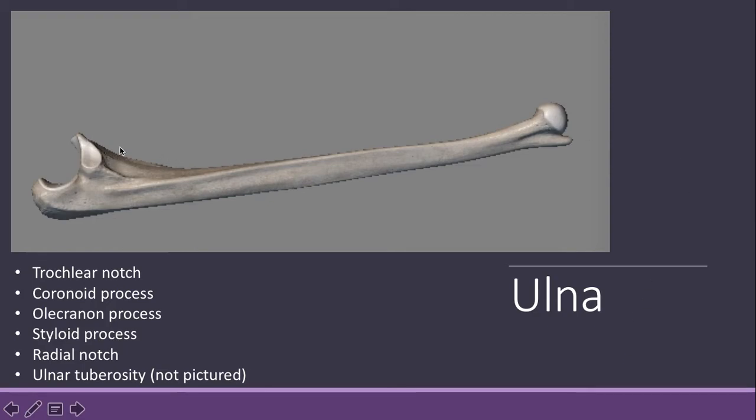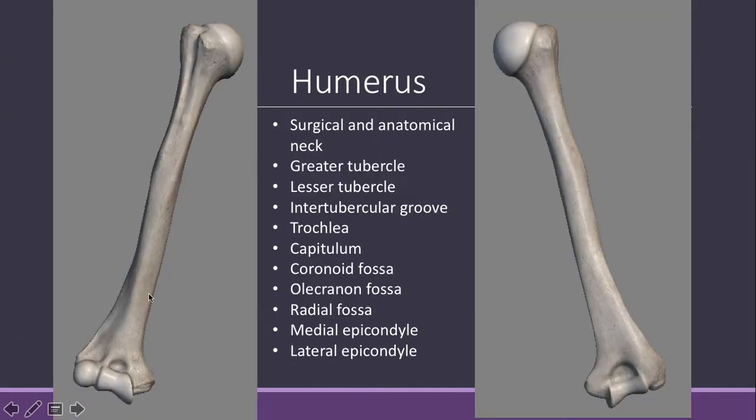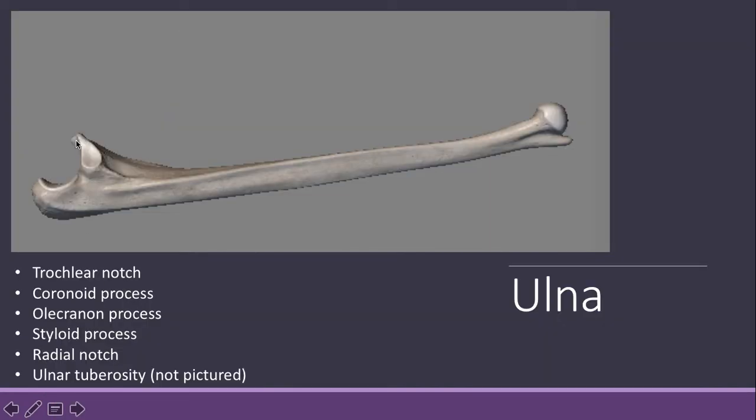The ulna we talked a little bit about, so I'll just show you a picture of it now. The trochlear notch is where this trochlea fits in exactly. It's pretty cool to see actually. The trochlea fits just snugly right inside this trochlear notch. The coronoid process is this small process right here. The olecranon process here. The styloid process is down at the head of the ulna. It's this little pointed part right there.